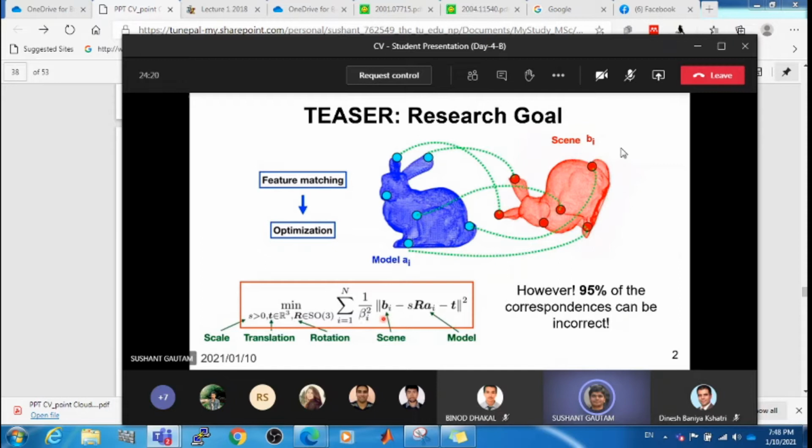Remember, we want to find three transformations: scale S, rotation R, and translation T, that map features of this red rabbit, for example, to features of this blue rabbit, the scene to the model. This is what we have been doing in ICP too. In ICP, we had assumed that the nearest point was the correspondence and iterated. Life was far easier there. But even with more correspondences and robust feature detectors, over 95% of the generated correspondences can be incorrect in practice.